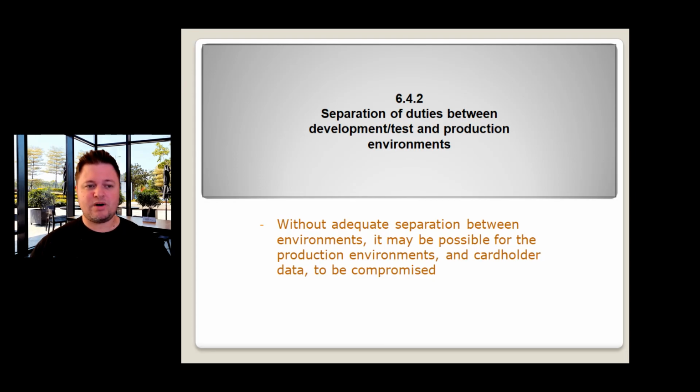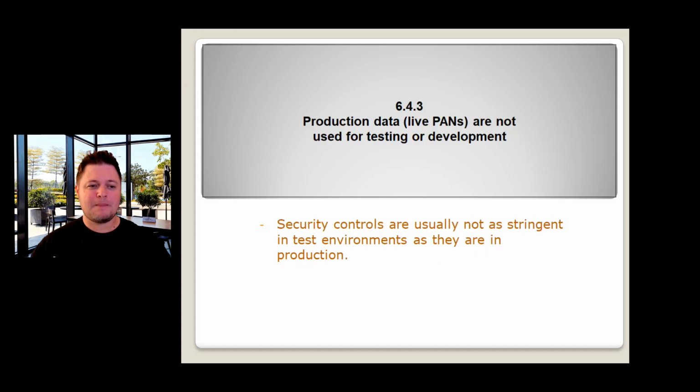Now, separation of duties between development and production environments. Without adequate separation between environments, it may be possible for the production environment and cardholder data to be compromised. There are three slides so far that relate to the same thing. Production data, live PANs, are not used for testing, which is basically what I just stated earlier. Security controls are usually not as strict in test environments as they are in production.